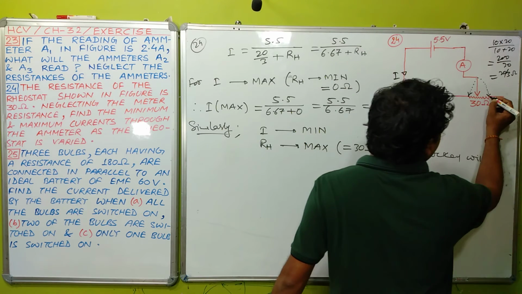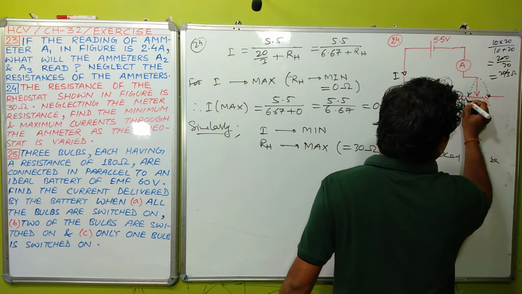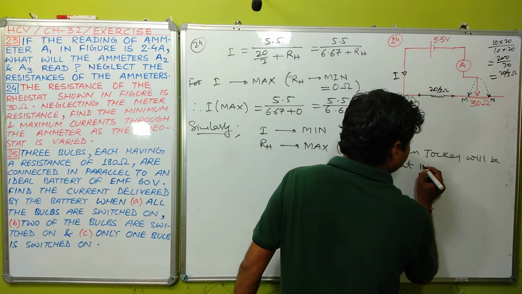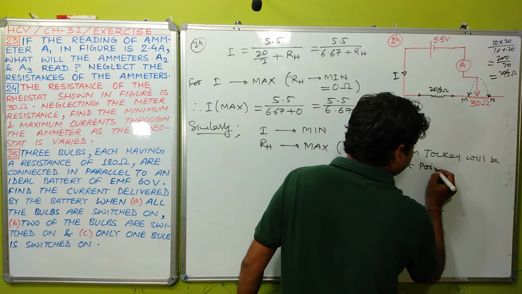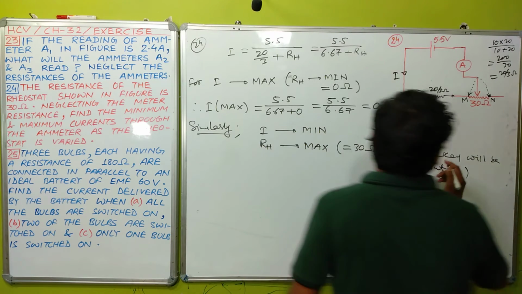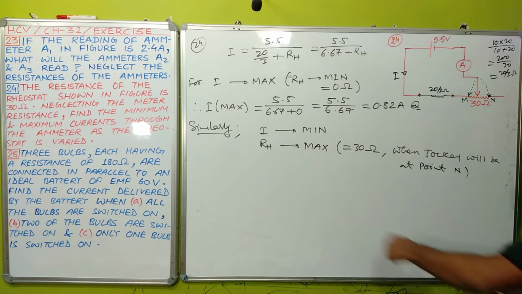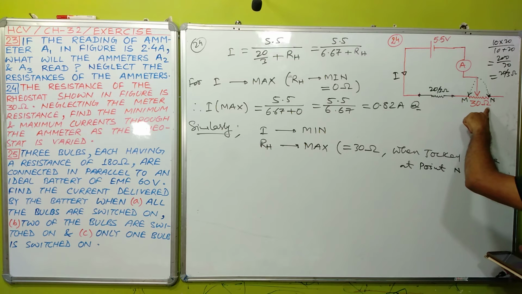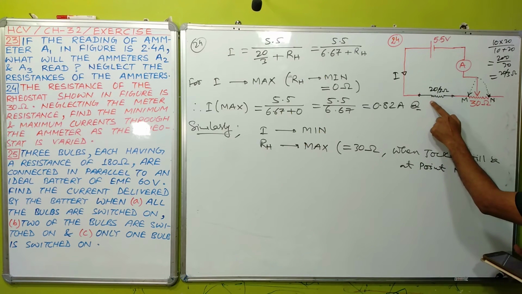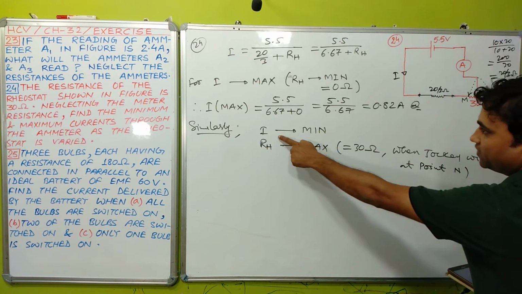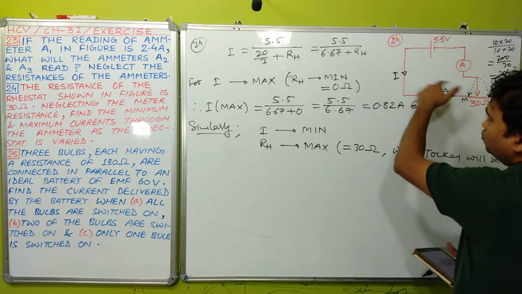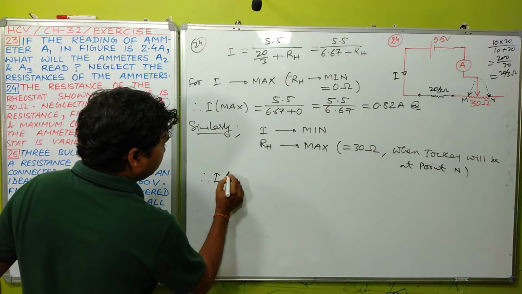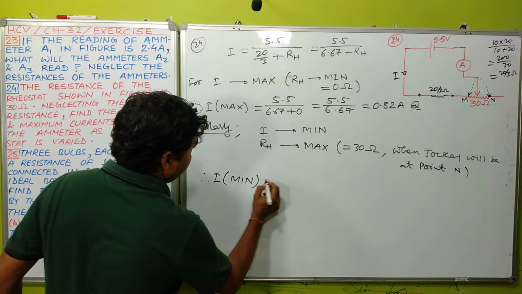at, let this be point N, at point N. When the jockey is at point N, the resistance of the rheostat will be maximum, having value 30 ohm, because the value of all these resistances will come in series. Okay, and in this case the value of current flowing through this circuit will have minimum value. Okay, so here we are calculating the minimum value of current.